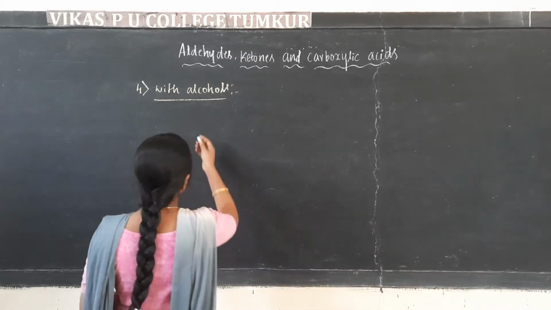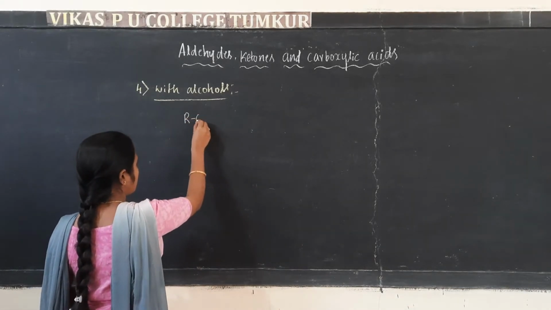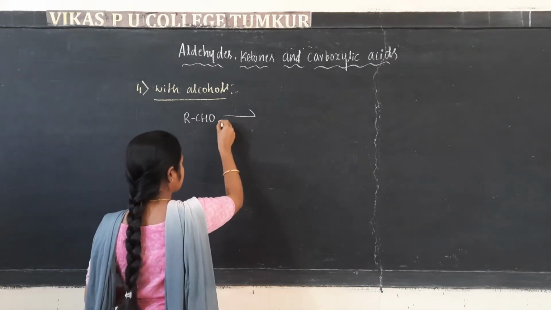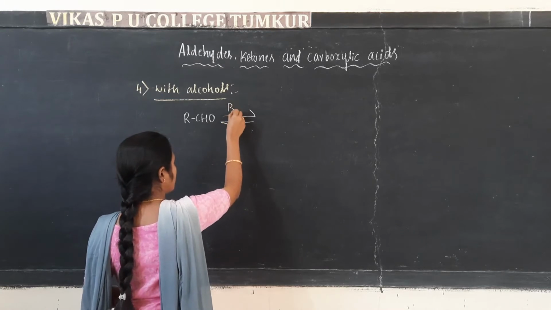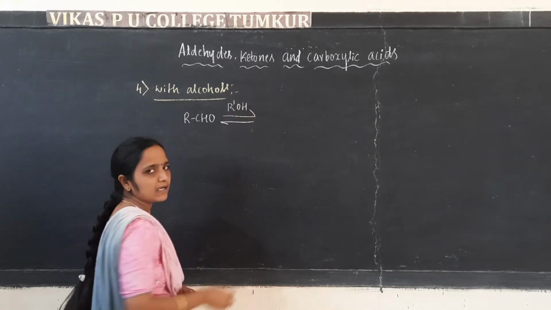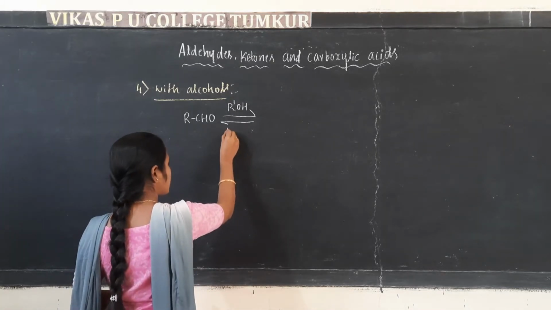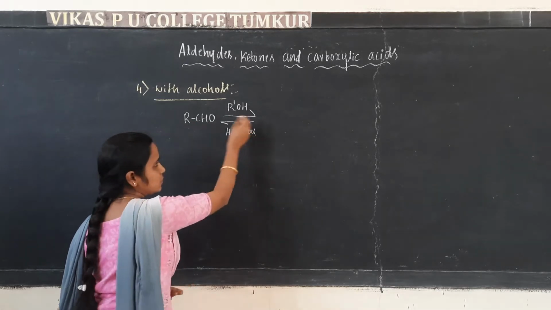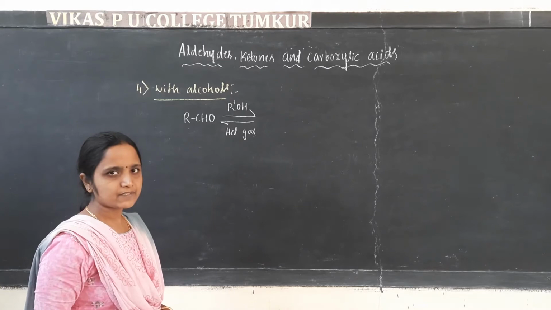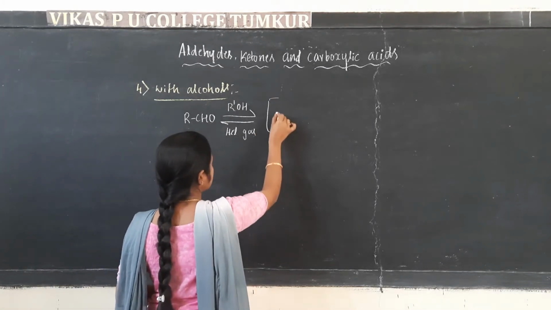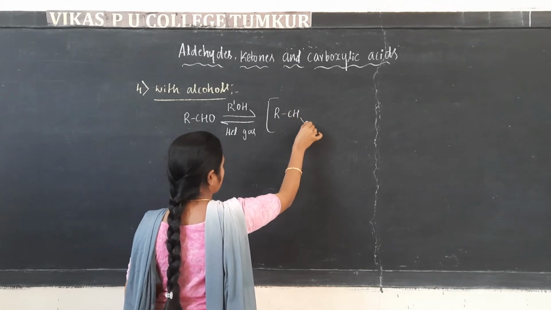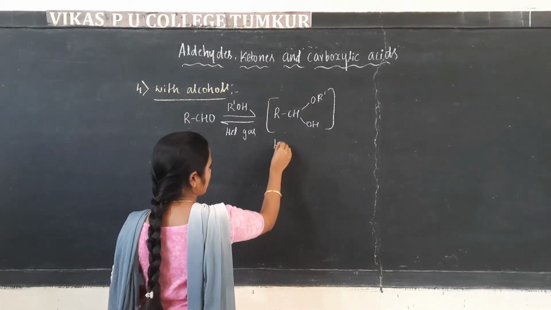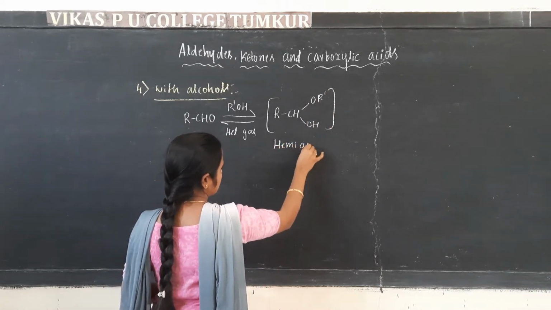What happens here? The aldehyde, RCH2, is a representation of the aldehyde. It reacts with a monohydric alcohol in the presence of dry HCl gas, and it gives the hemiacetal, RCHOH, which is formed.